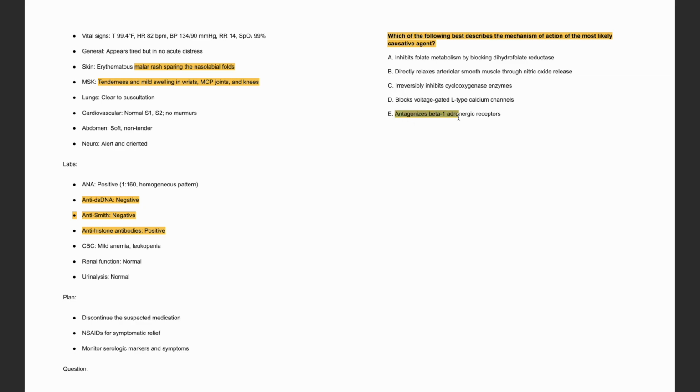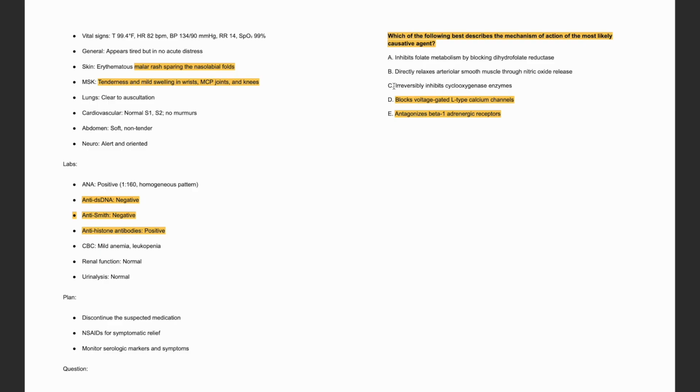I always like to read from the bottom. So let's go ahead. Antagonizes beta-1 adrenergic receptors. I don't think that has anything to do with drug-induced lupus, right? We're talking about drugs like metoprolol, atenolol, and all the drugs used for hypertension and heart failure. So that I don't think is what's causing the drug-induced lupus. So option D, blocks voltage-gated L-type calcium channels. What do you think about this? I don't think that's the one either, right? Because that's like talking about amlodipine and verapamil, drugs used for hypertension as well.